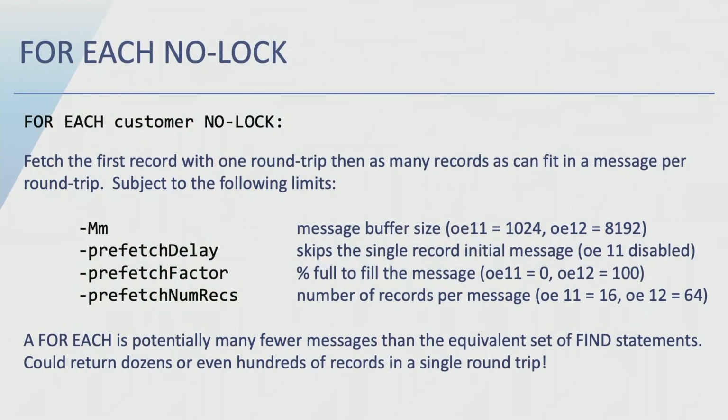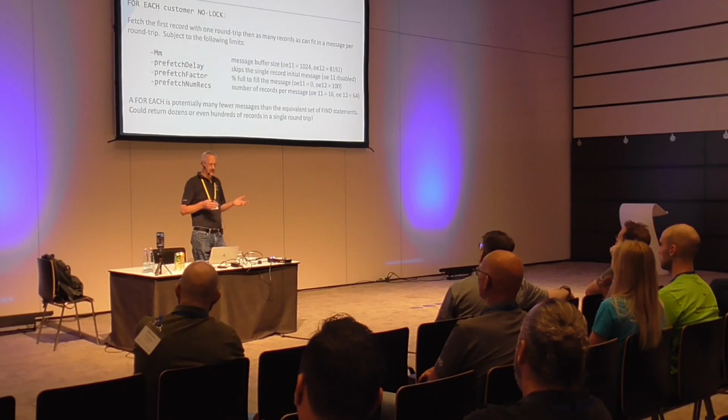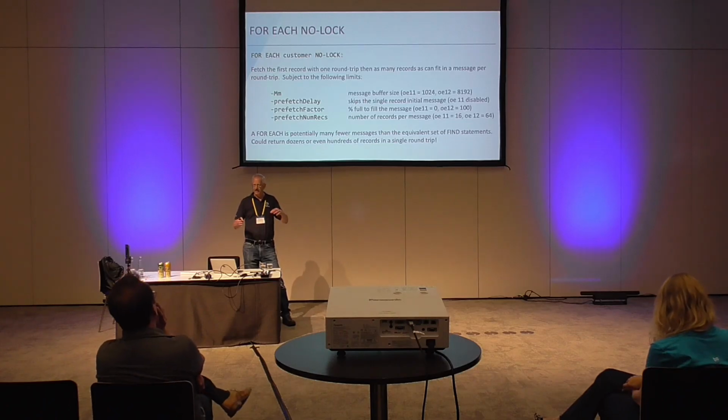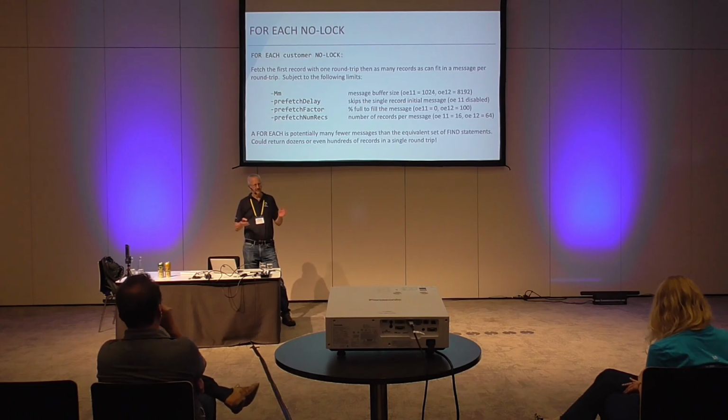For each no-lock, and no-lock is very important here, will fetch the first record. This is by default in 11.7. And then after that first record is sent, as many records as can be fit into the message will be sent. So if you say for each customer, that first customer gets sent immediately, and then a unit of however many customers you can fit into a message will be sent. So you'll always have at least 2 there.